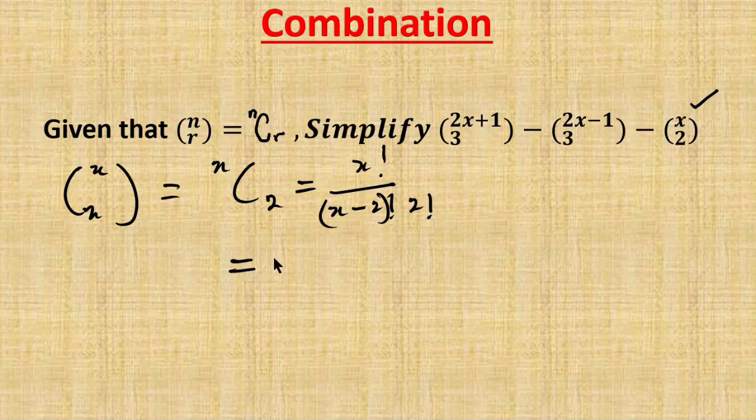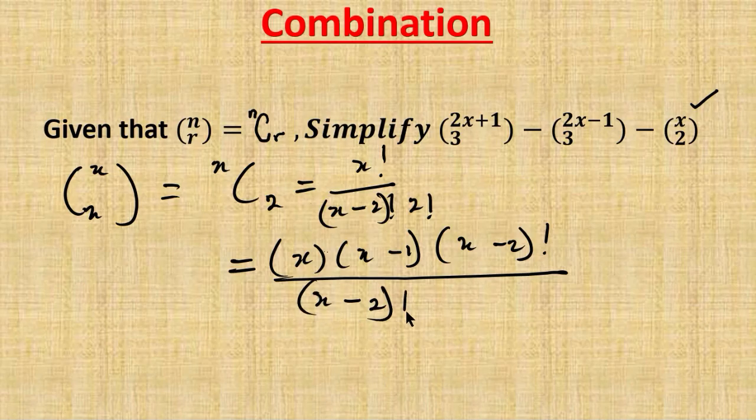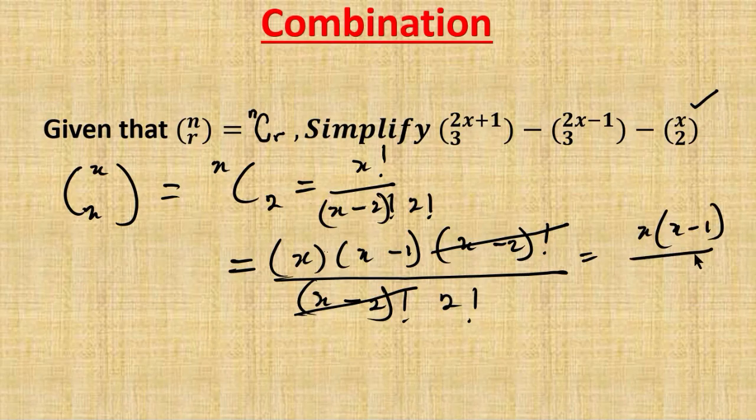So I can easily write this as x factorial, that will be x into (x minus 1) into (x minus 2) factorial, all over (x minus 2) factorial into 2 factorial. So this (x minus 2) factorial cancels (x minus 2) factorial. So I'm left with x into (x minus 1) all over 2. 2 factorial is 2.